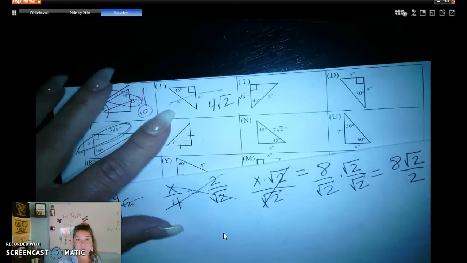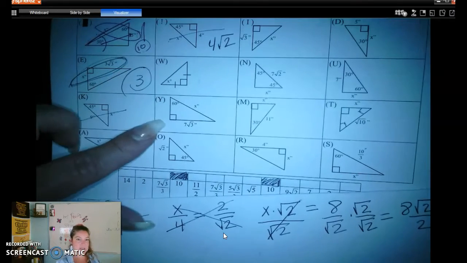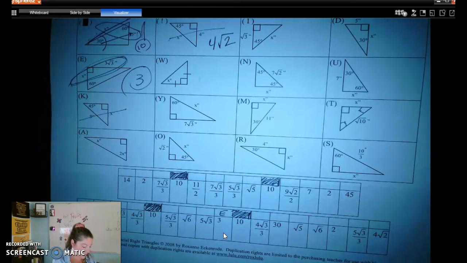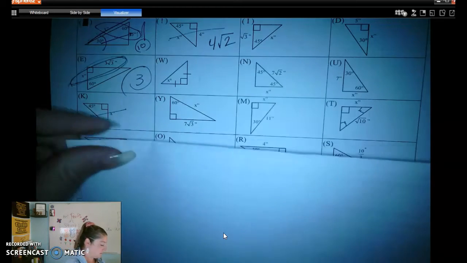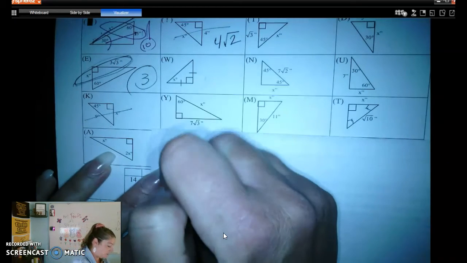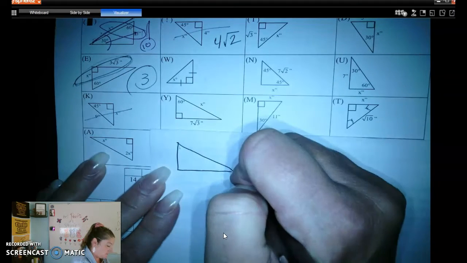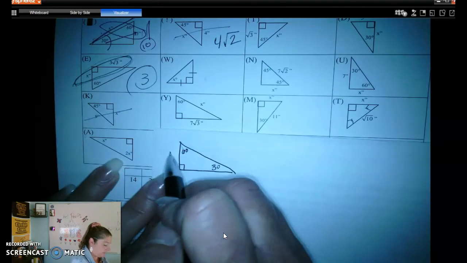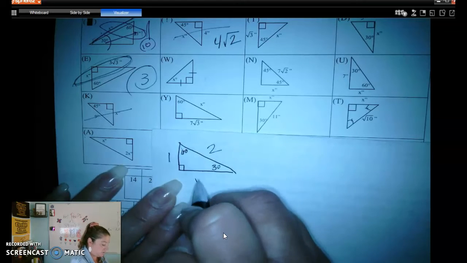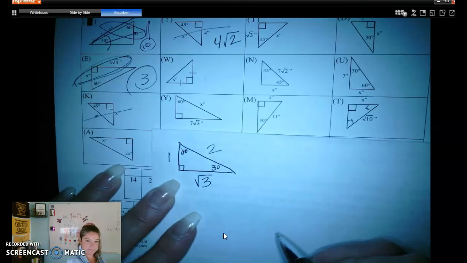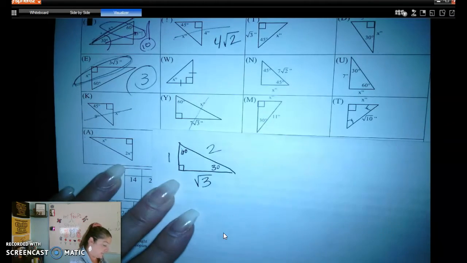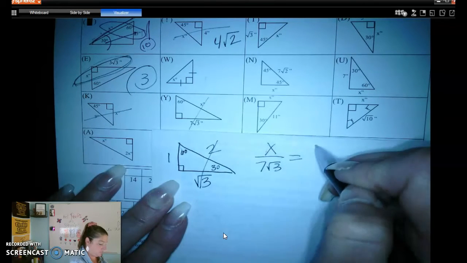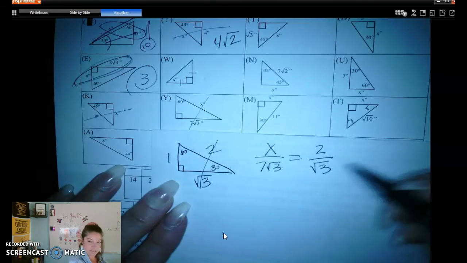Okay, again, I'm going to show you some shortcuts next week. All right, letter W is another fairly easy one. Let's go do letter Y. So I'm going to draw the triangle to match. It's a 30, 60, 90 triangle. Across from my 30 is 1, hypotenuse 2, this side root 3. And I'm going to have x over 7 root 3 equal to 2 over the square root of 3.